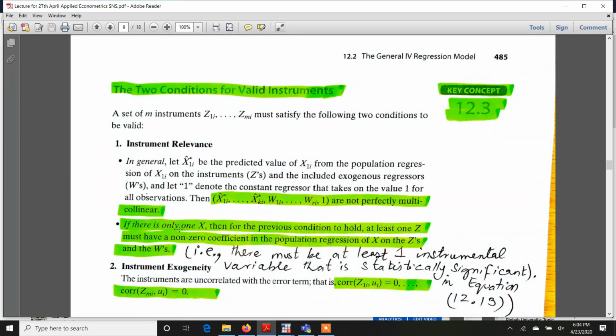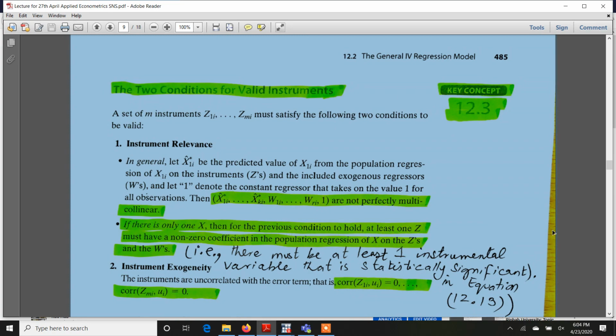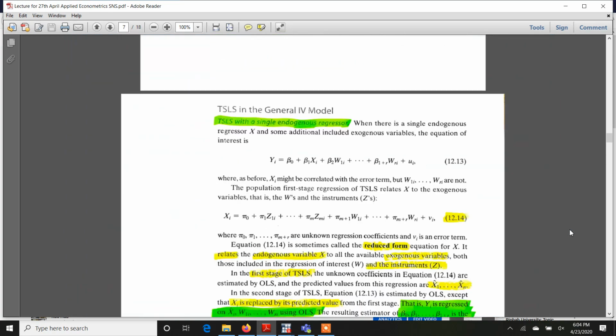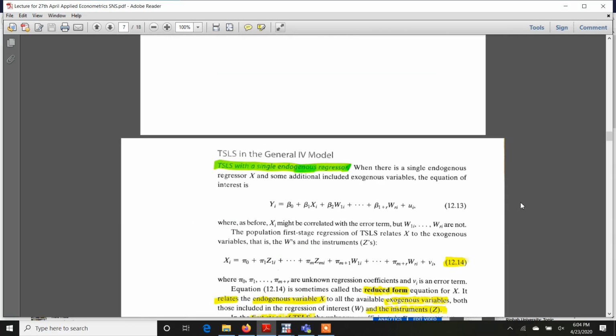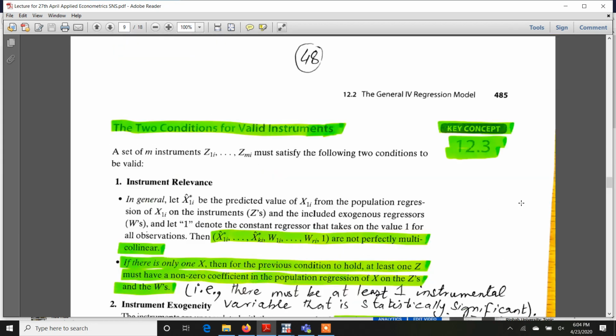Okay, so if there is only one endogenous variable, then for the previous condition to hold, at least one z must have a non-zero coefficient. That is, there must be at least one instrumental variable that is statistically significant in equation 12.13. So where is that equation 12.13? Let me just go to that. Okay, this is equation 12.13. So that's what is being said over here. At least one instrumental variable should be statistically significant. That is, one of the z's must be statistically significant.